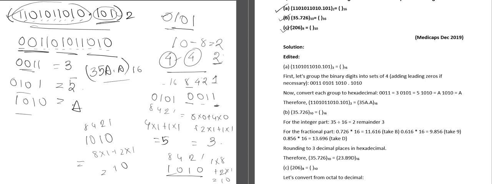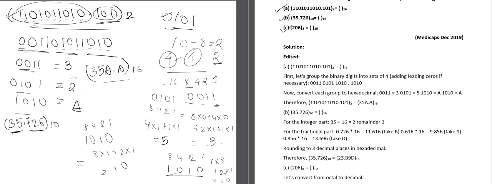So our next conversion process is decimal to hexadecimal. The decimal number is 35.726 with a radix of 10. We will need to convert it into its hexadecimal equivalent. So we need to take care of the integer part, which is the number on the left hand side of the decimal point, and the fractional part, which is the number on the right hand side of the decimal point.